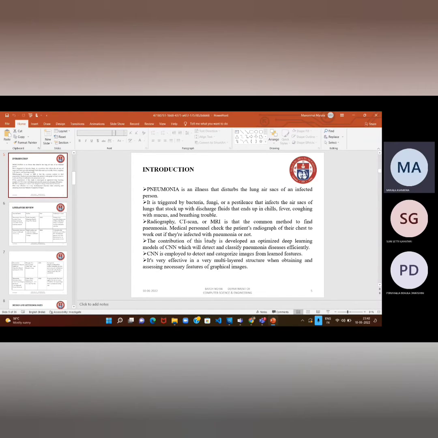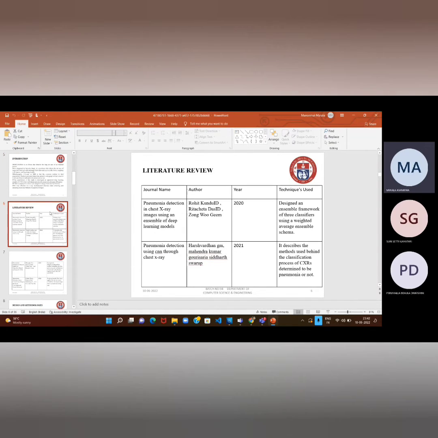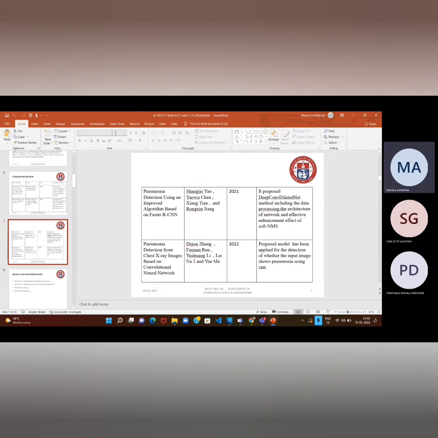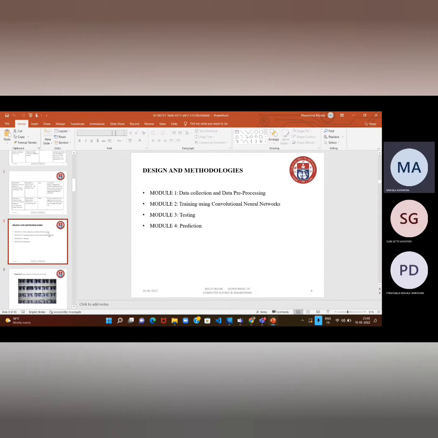The contribution of this study is developing an optimized deep learning CNN model which will detect and classify pneumonia disease efficiently. So these are the papers we have referred to for our project. And our project has four modules. The first one is data collection and pre-processing.